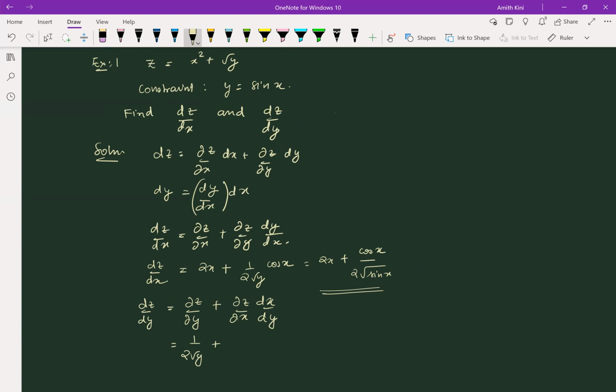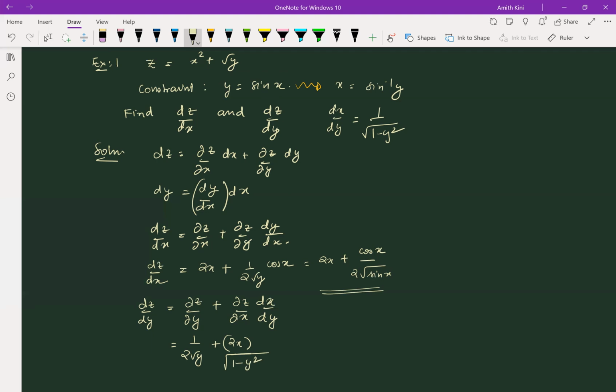Plus 2x. What is dx by dy? This is a one variable function, isn't it? Y is equal to sine x. So x is sine inverse of y, and dx by dy is 1 by root 1 minus y square, correct? Yeah. Okay, fine. Into 1 by root 1 minus y square.